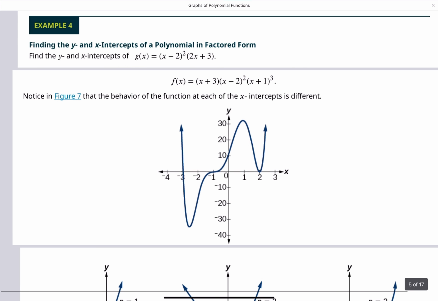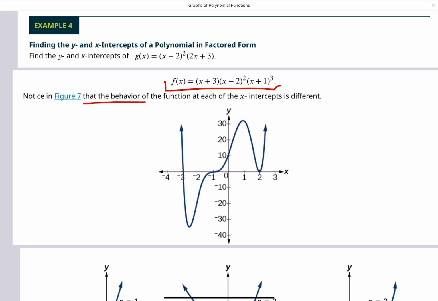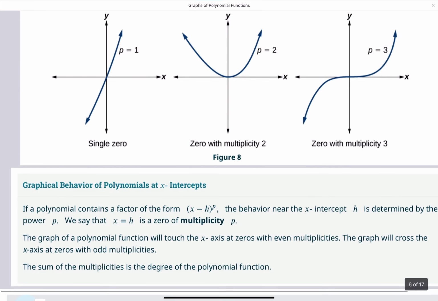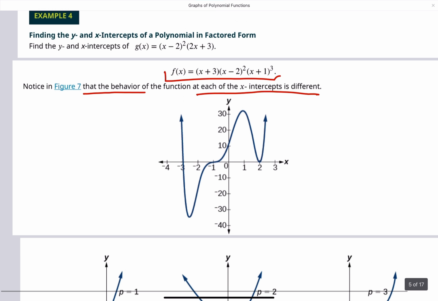Moving on to this one. We have this function, and the question is that notice in figure 7, well, I'm assuming this is figure 7, that the behavior of the function at each of the x-intercepts is different. Okay, now this is really important. This is the second most important part of this video. Actually, all of this video is useful, so actually watch it at a slow pace.